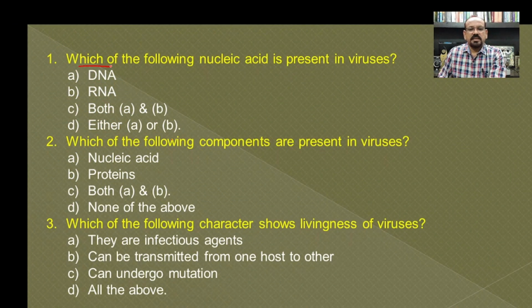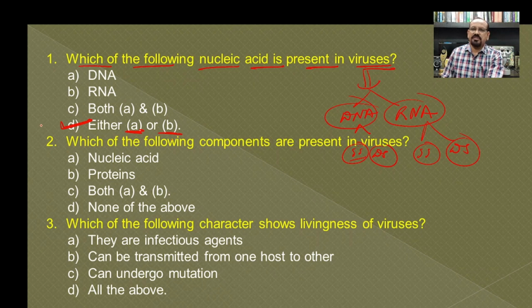The first question, that is, which of the following nucleic acid is present in viruses? If you see the viruses, then viruses are classified into DNA viruses and RNA viruses. Later on, the single stranded DNA and double stranded DNA. In the similar case, the single stranded RNA and the double stranded RNA. So out of the DNA or RNA, only one of the nucleic acid is present in the viruses, and hence here either A or B and not the both, and hence D will be the correct answer for this question.